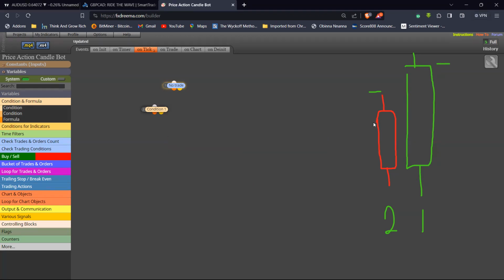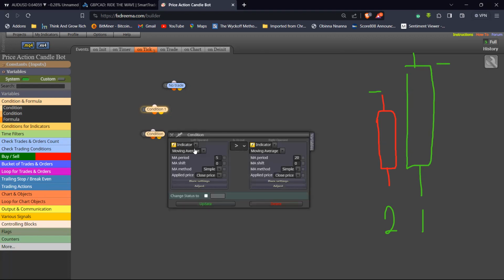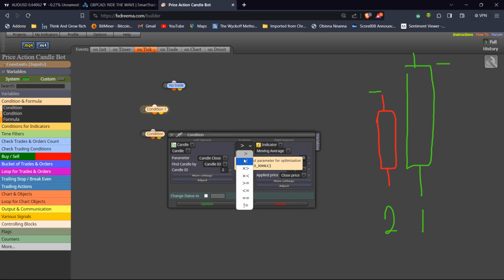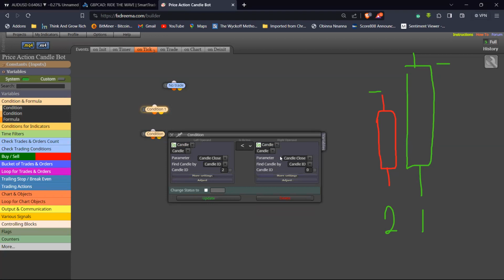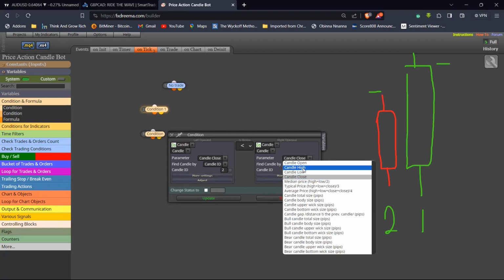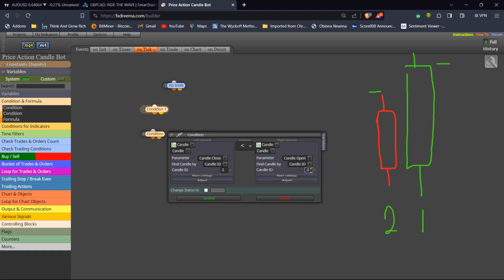Now, however, we also want to see that candle ID 2 is a bearish candle. So what's a bearish candle? A bearish candle is the candle where the close of the candle is lower than the open of the candle. So we can take another function and say, if the close of candle ID 2 is lower than the open of candle ID 2, that makes candle ID 2 a bearish candle.